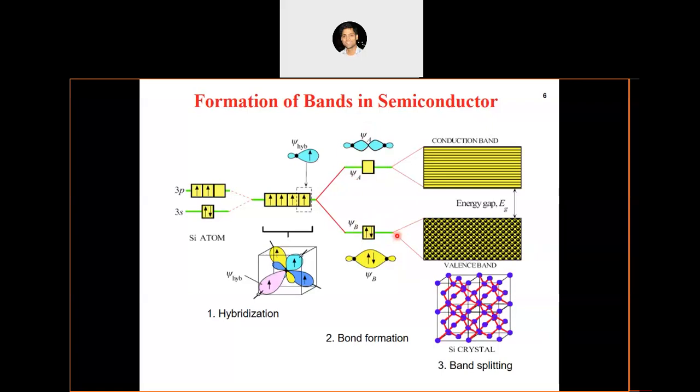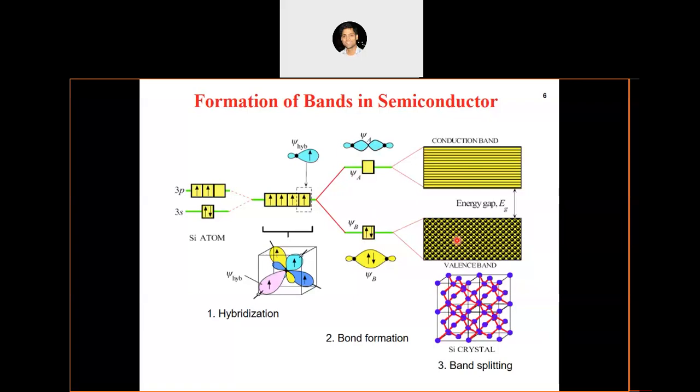Okay, and when these n number of silicon atoms come together, because of all the interactions of the n number of atoms, we form two different bands: the valence band, which is formed by the interaction of bonding orbitals, and the conduction band, which is formed by the interaction of anti-bonding orbitals.